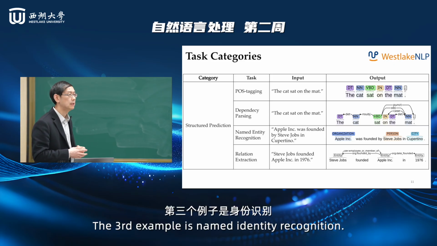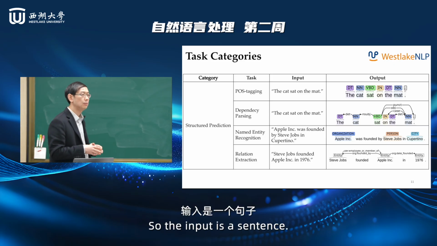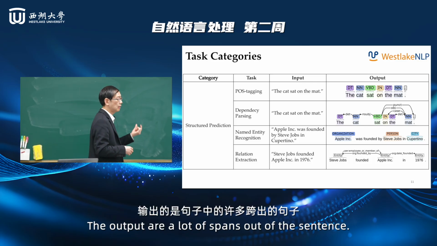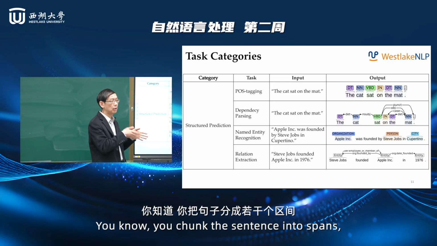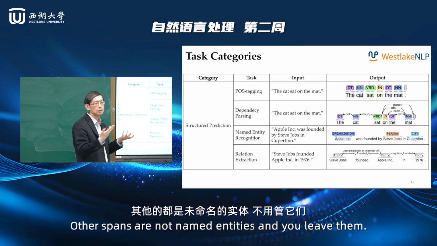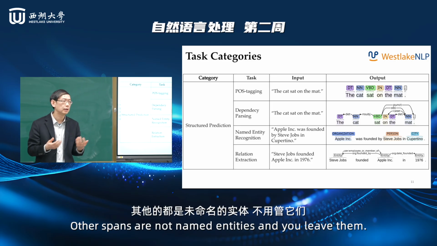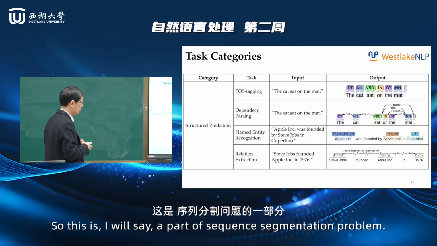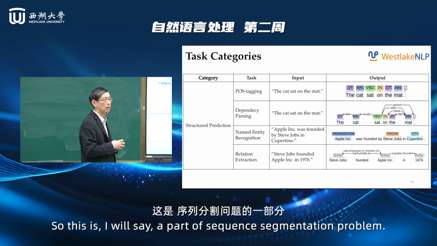The third example is named entity recognition. The input is a sentence. The output is a lot of spans out of the sentence. You chunk the sentence into spans, and some of the spans are named entities, and you label them. Other spans are not named entities, and you leave them. I would say this is a part of the sequence segmentation problem.